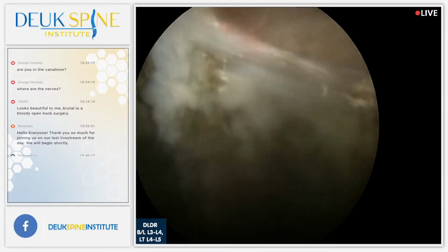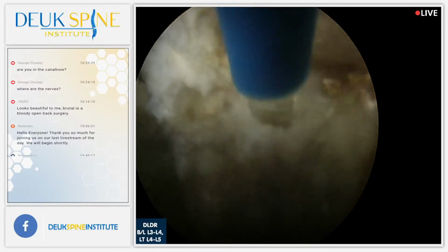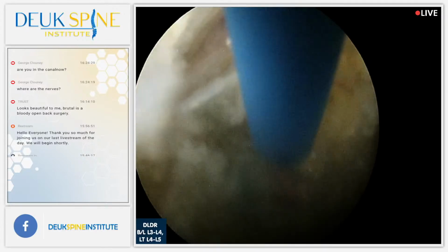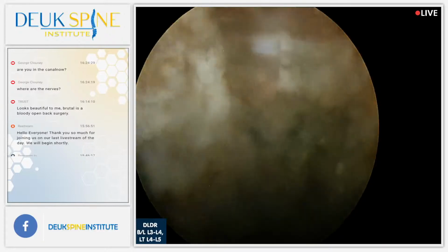And endoscopic spine surgeons, they don't know this technique. This was taught to me by a master endoscopic spine surgeon, Dr. Anthony Young.